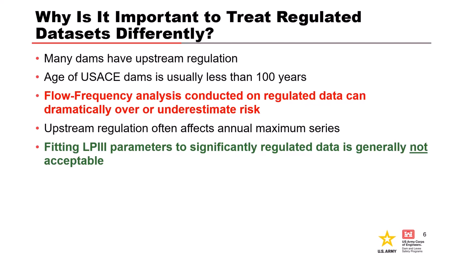So we're trying to fit a probability distribution to that data. And if we have a poor data set or a poor representative sample of that overall population, we can get really poor estimates of our flood risk at our dams.